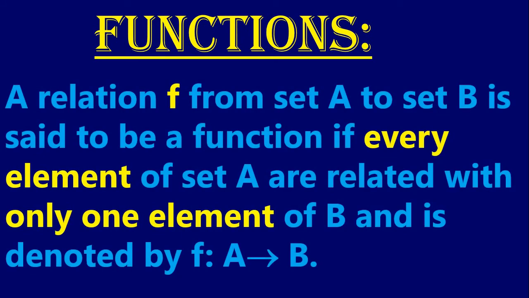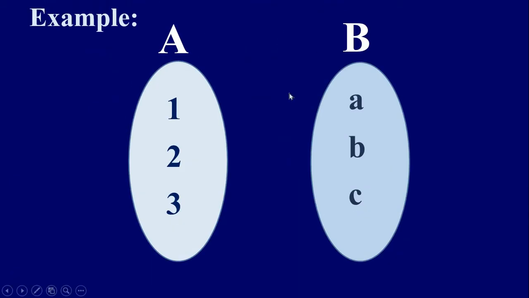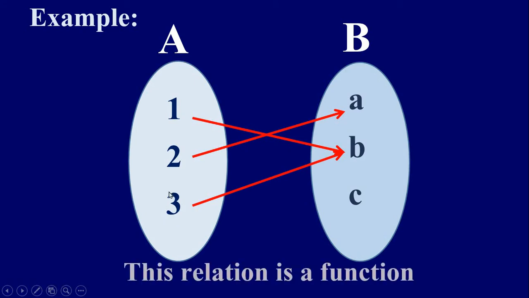A relation f from set A to set B is said to be a function if every element of set A is related with only one element of B, and it is denoted by f from A to B. Now we consider one example. Consider set A with elements 1, 2, 3 and set B with elements a, b, c. Now we consider 1 related with b and 2 related with a and 3 related with b. Now here every element of set A has a unique relation. Therefore this relation is a function.